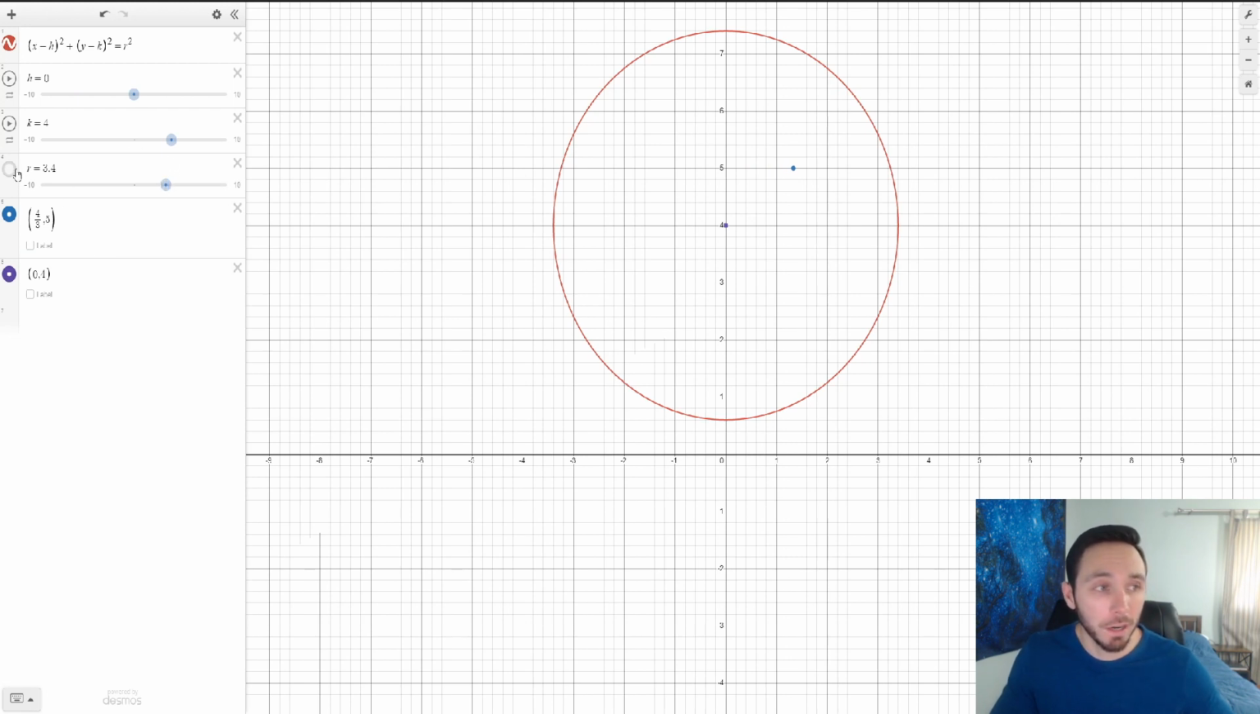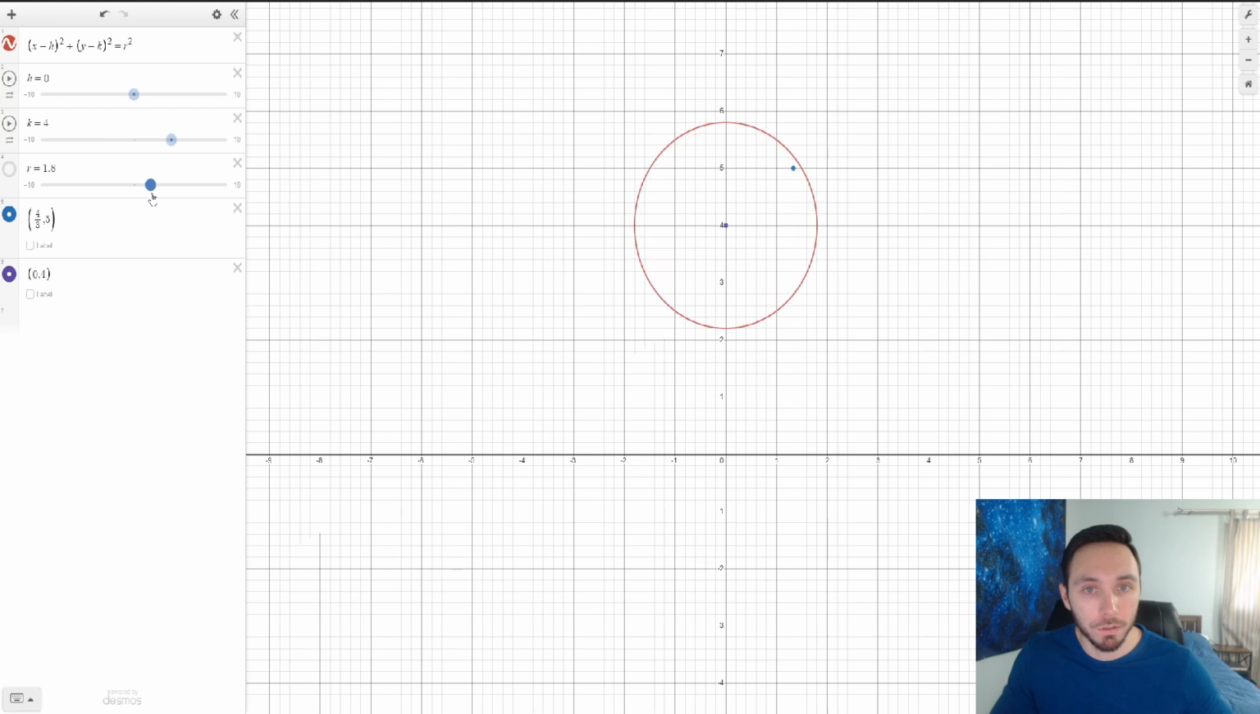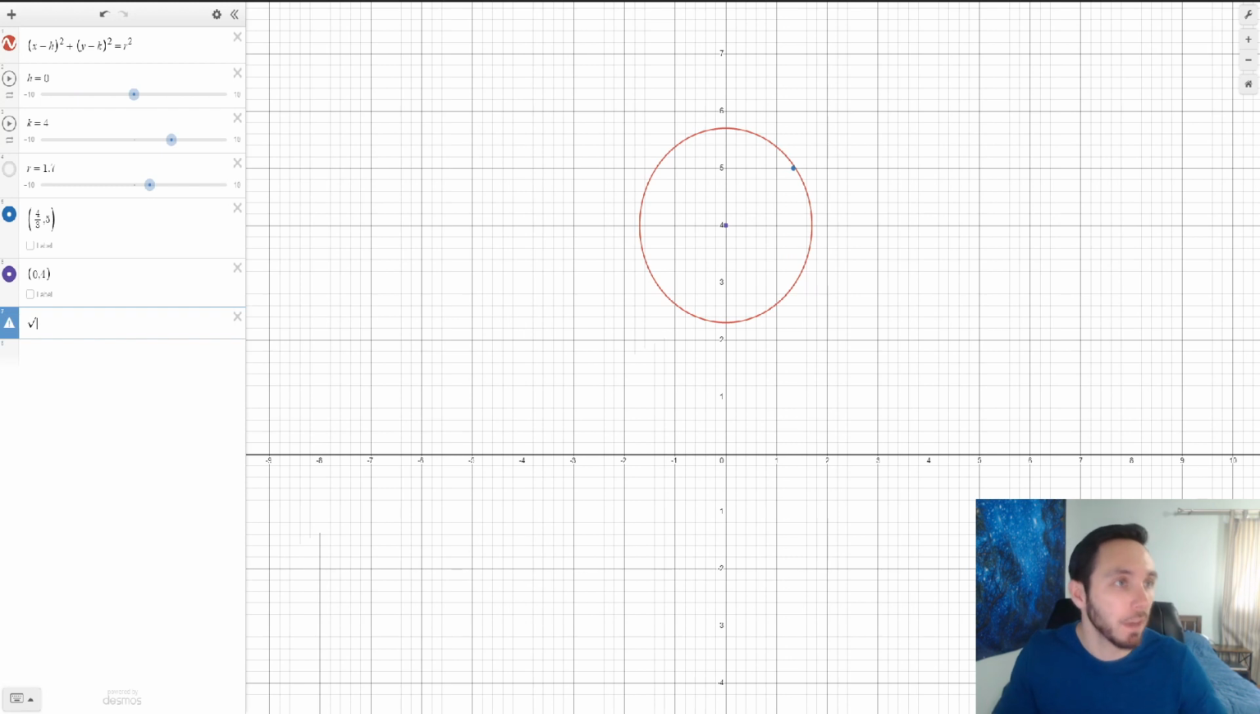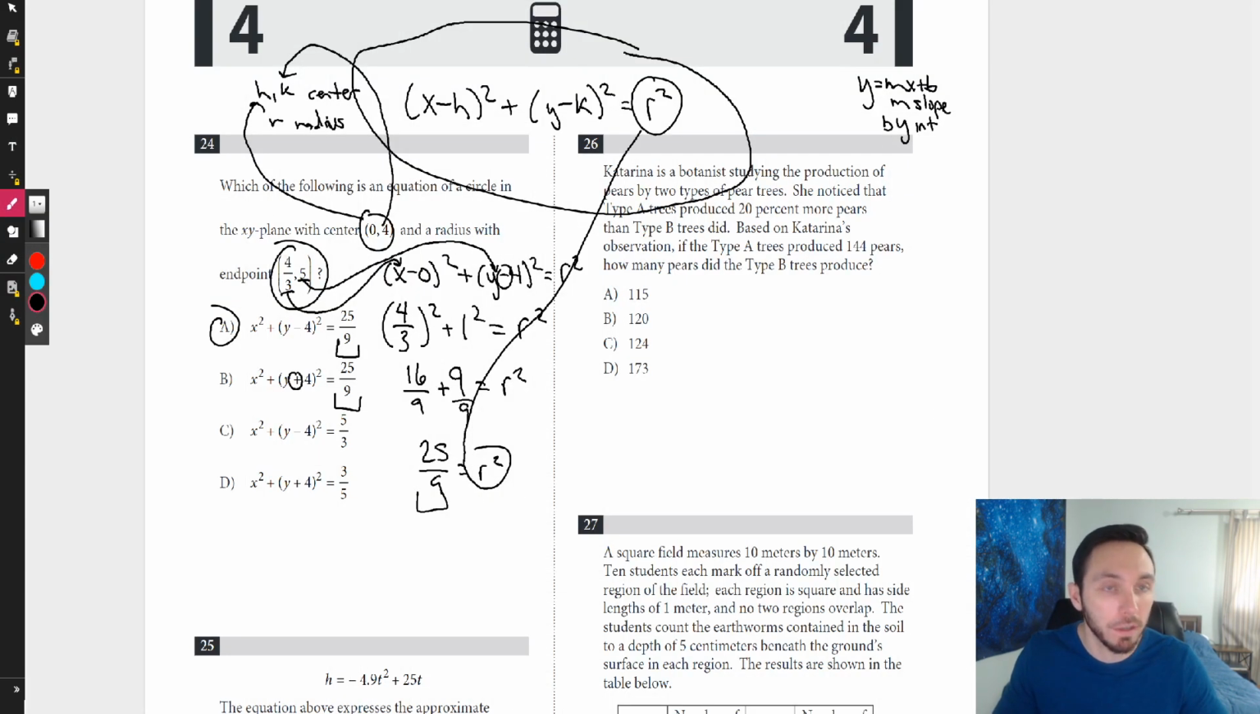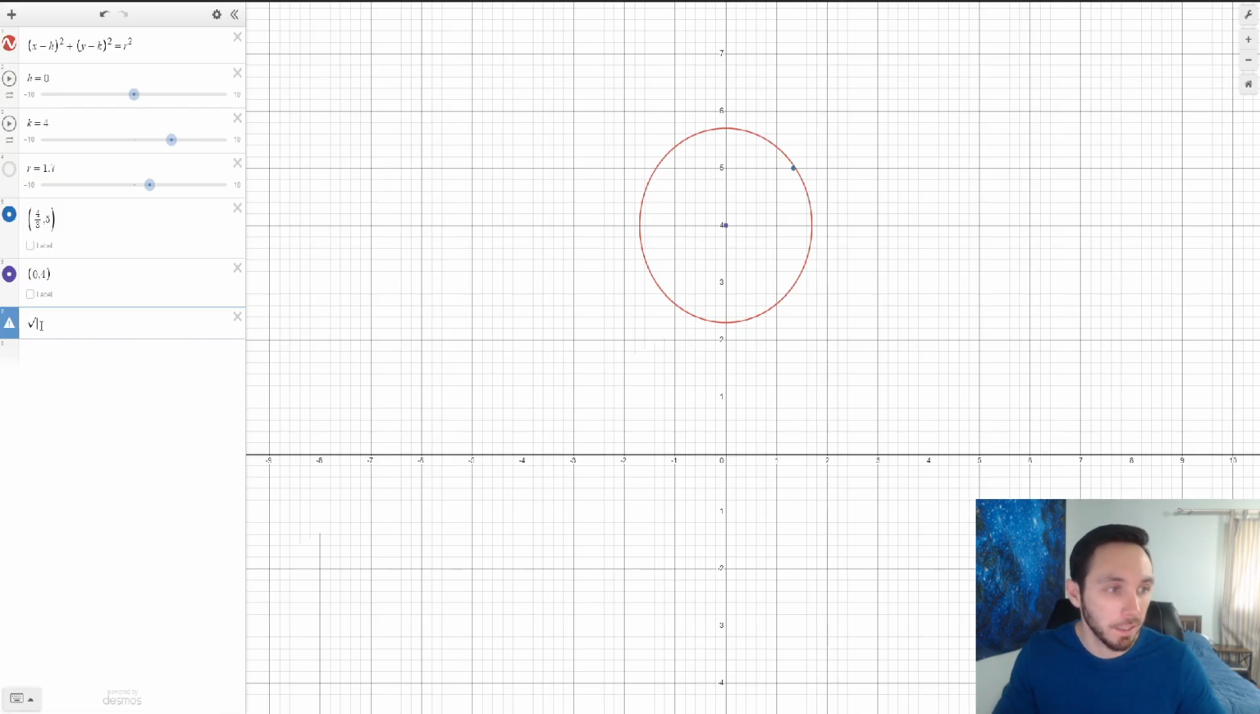So I just have to change my R value. I've got to manipulate that in order to figure out when I cross through that point. It looks to me like roughly that 1.7, 1.6 value. I guarantee you, watch this. When you take the square root, what was the value that we ended up getting? We got 25 over 9. You better believe what this is going to be.